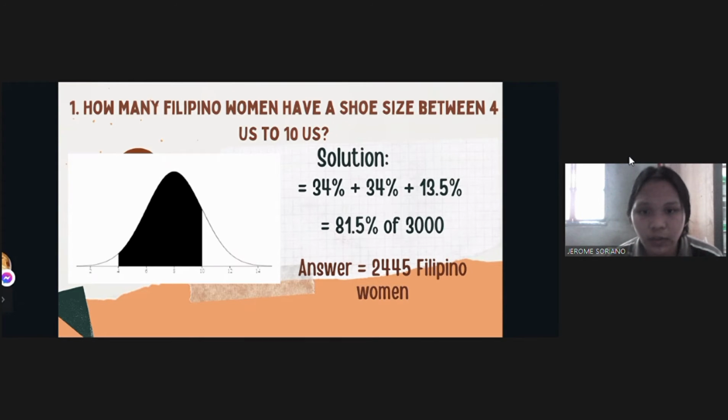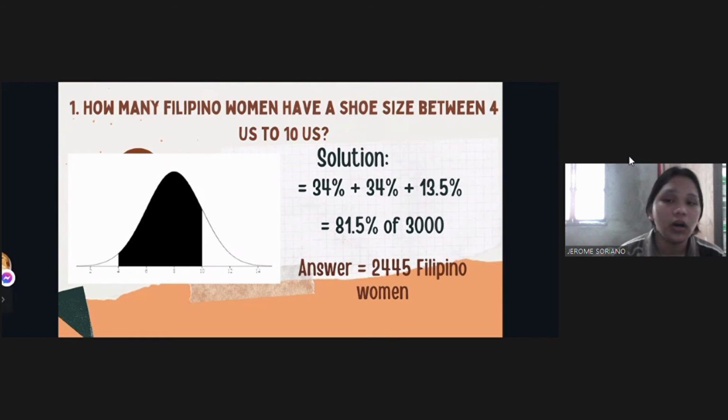Then let's add, we have 81.5%. And since the question asks for people, we will find 81.5% of the given population, which is 3,000 Filipino women. So, 81.5% of 3,000 is equal to 2,445 Filipino women. And that is our final answer for question number 1.